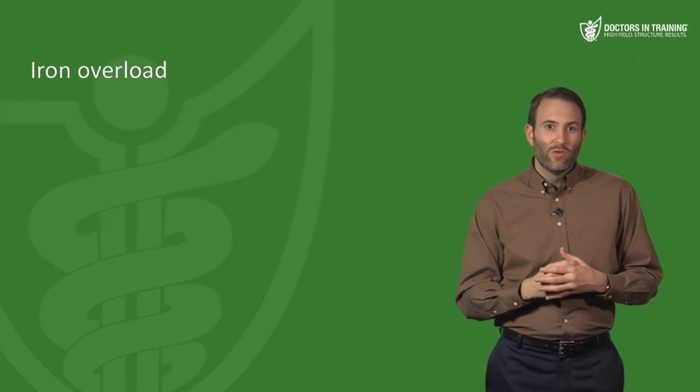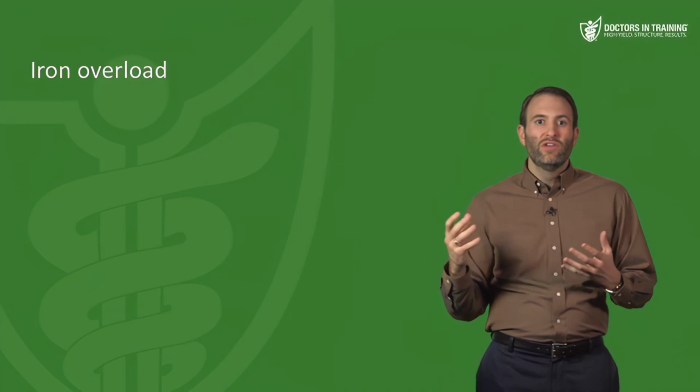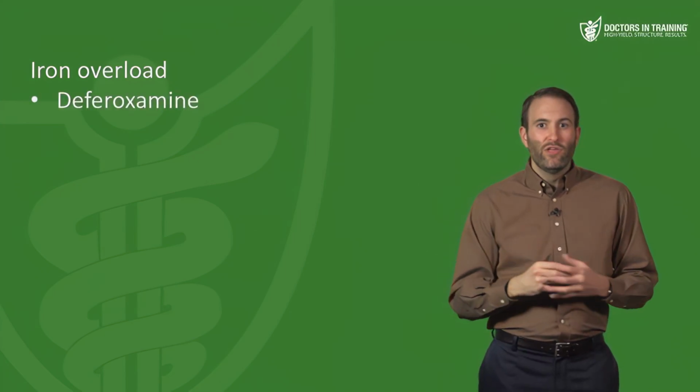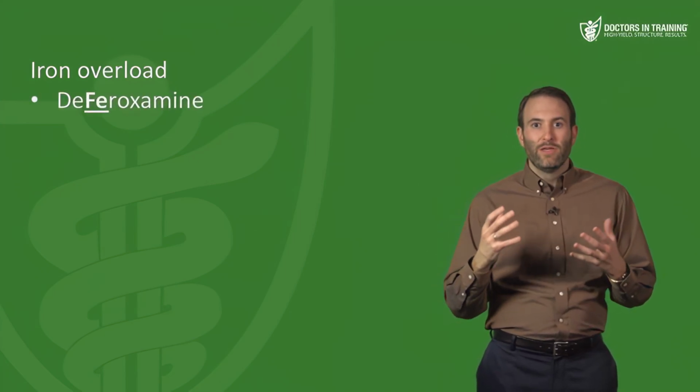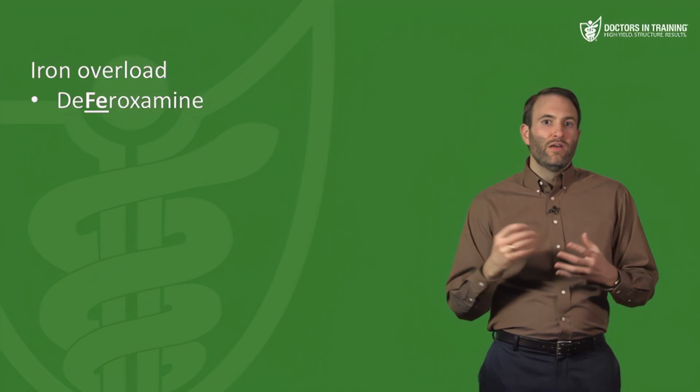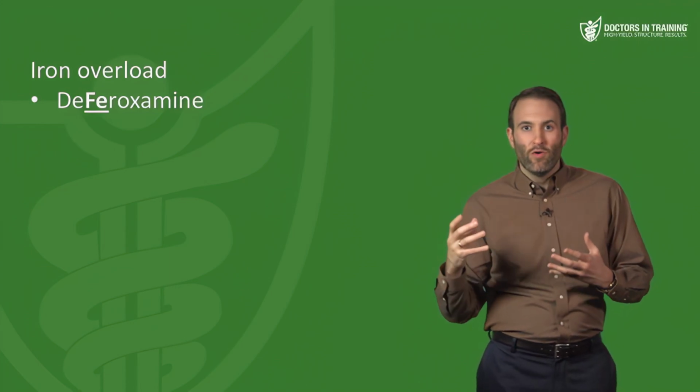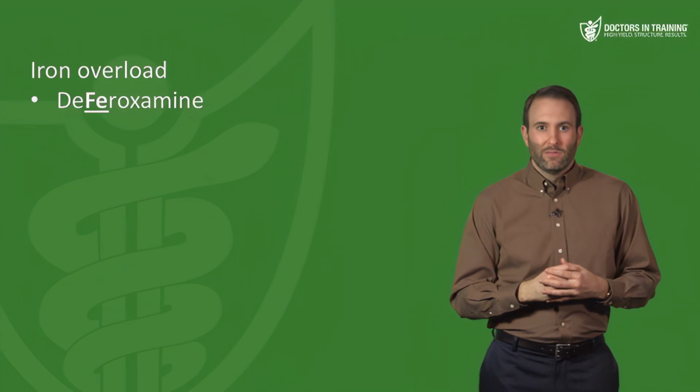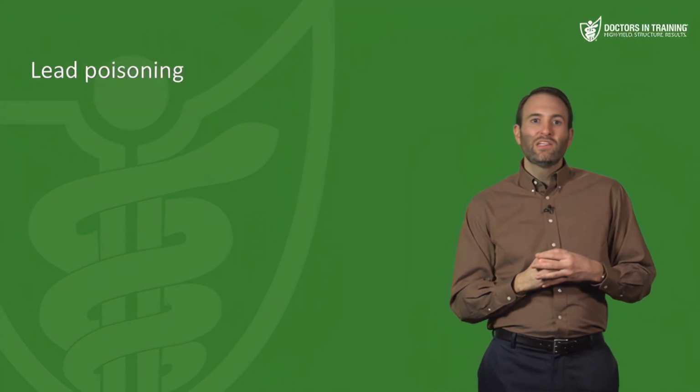So what's the antidote here? Well, the chelating agent that we use is called deferoxamine. And we use the Fe in deferoxamine to help you remember that you would treat an iron, or an Fe, overdose with deferoxamine. Next, we have lead poisoning.